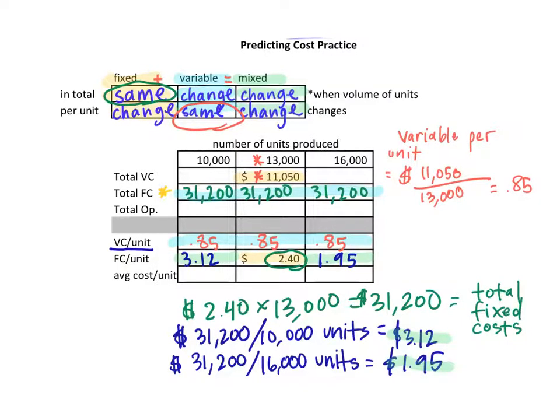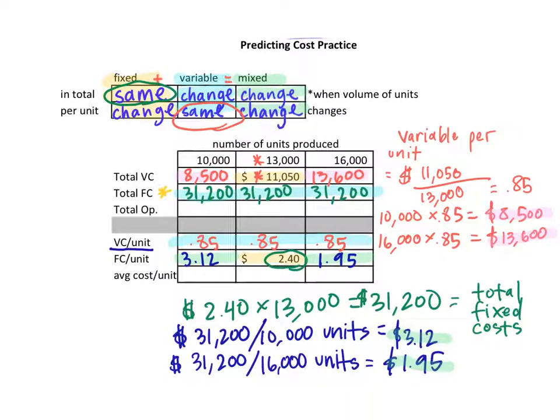Now we can calculate total variable costs at 10,000 units and at 16,000 units by taking variable cost per unit and multiplying it by the number of units in each column. So we've calculated total variable costs to be $8,500 when 10,000 units are produced and $13,600 when 16,000 units are produced. So now we can input those values into the table.